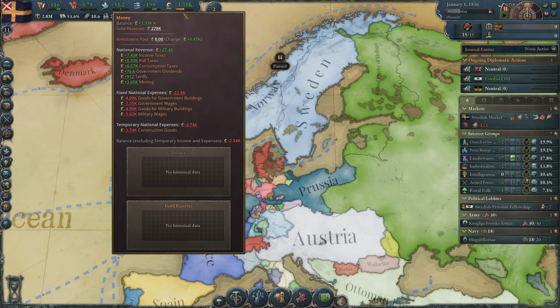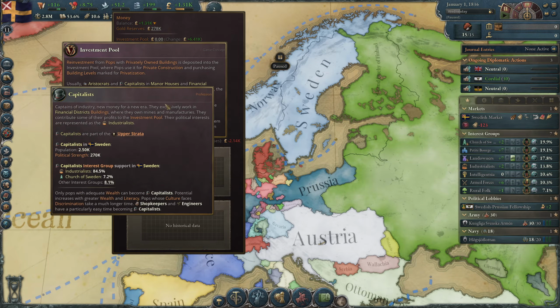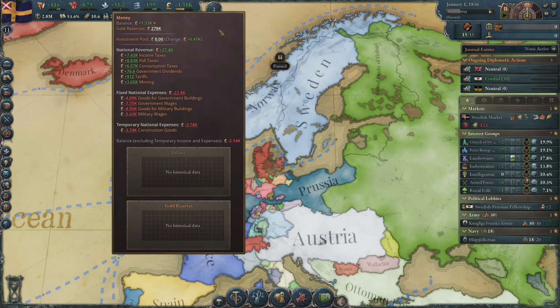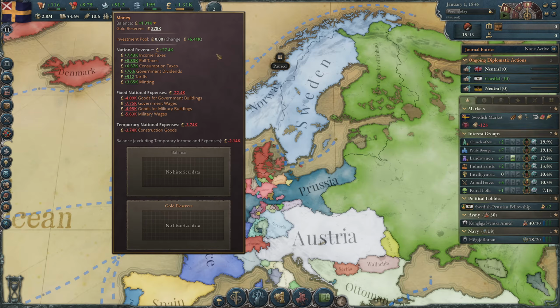At the moment we have a balance of plus 1.3 thousand a week. We have talked about the investment pool. The people in our country that put money in the investment pool. Aristocrats, capitalists in manor houses and financial districts, also some shopkeepers and farmers put money in the investment pool. So that is just for them.